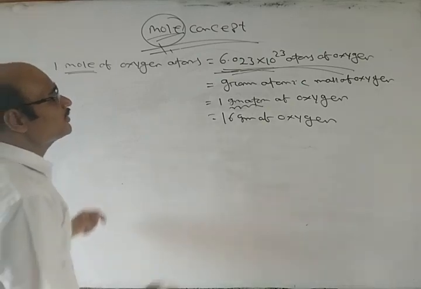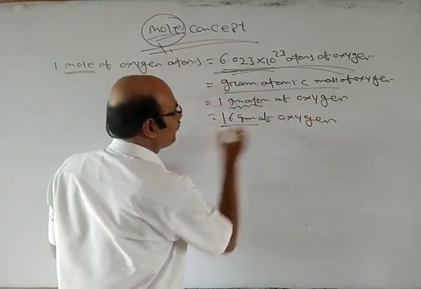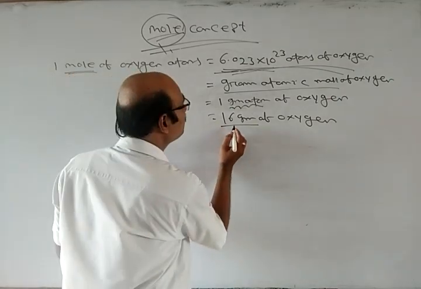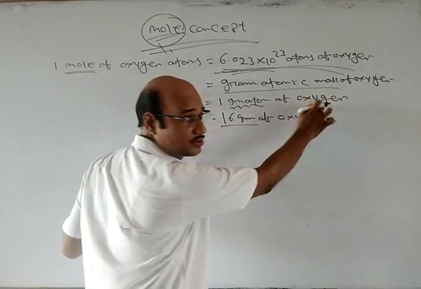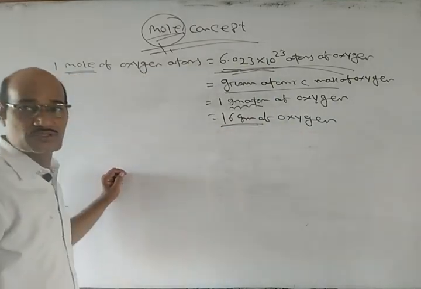Okay. So because we have taken here the gram atomic mass, how much is it? 16 gram. Okay. This is equal to what? 1 gram atom of oxygen is equal to 16 gram of oxygen.